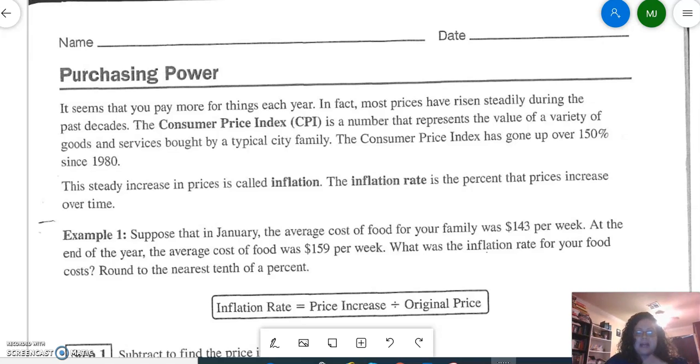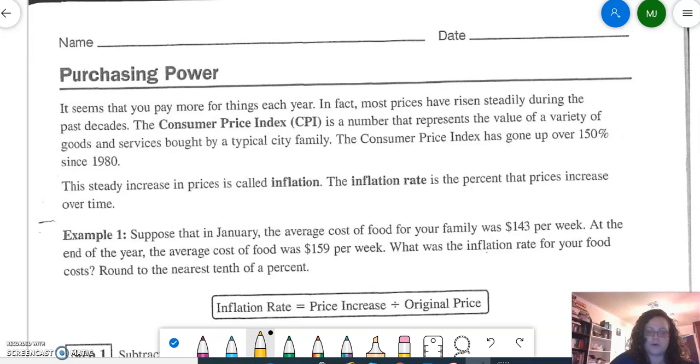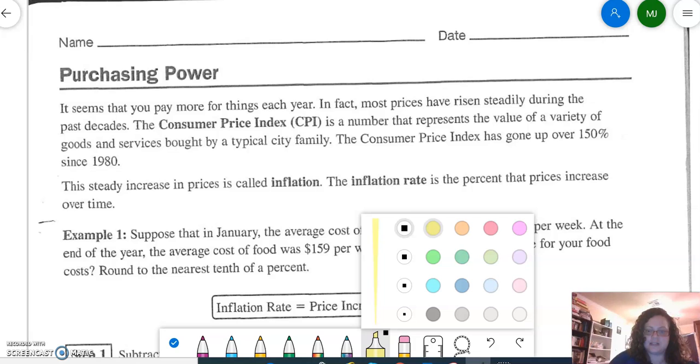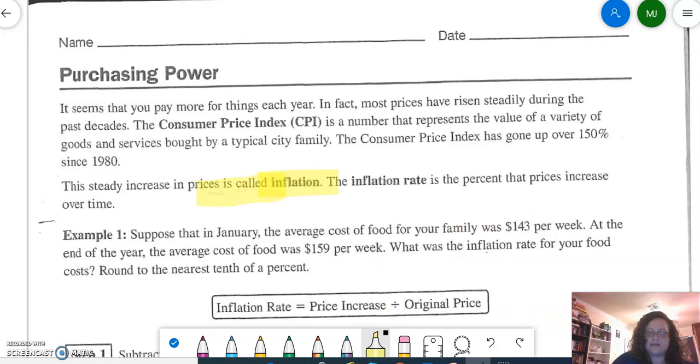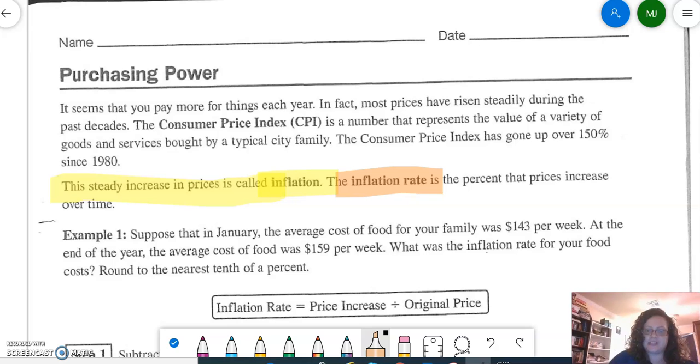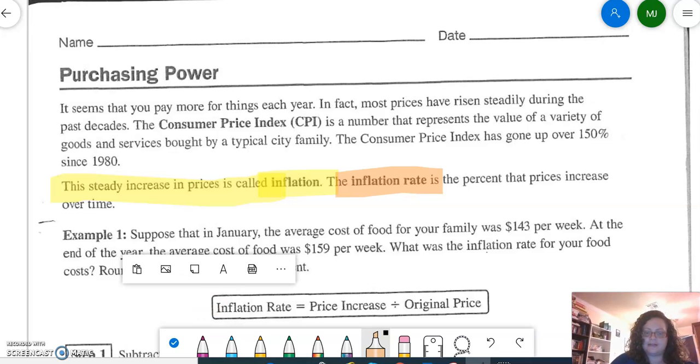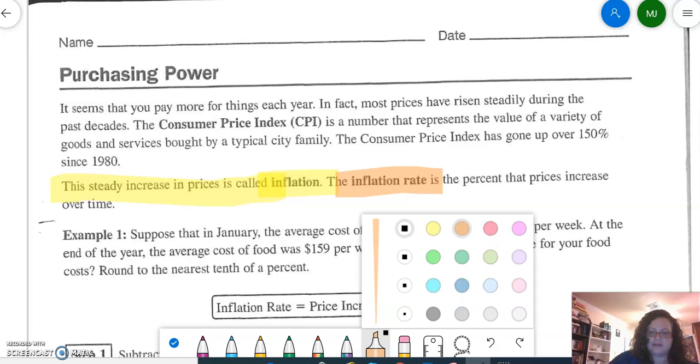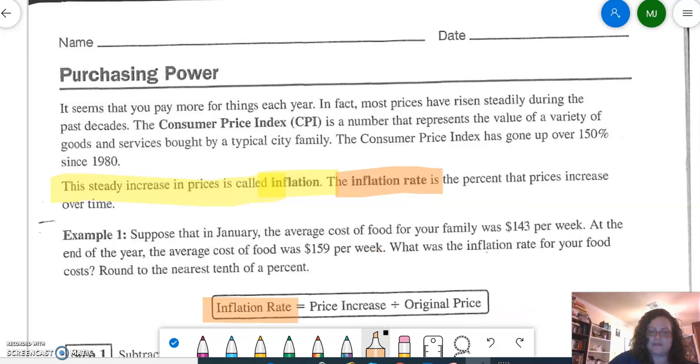So, these prices going up, we actually call that inflation. So, that's one of our really important words that we're going to talk about. And we're actually going to learn how to find inflation, right? So, the steady increase in prices is called inflation. And then we're actually going to learn how to find the inflation rate. And there's going to be a formula, and it's right down here. We have a formula for inflation rate that we'll go over. All right. So the inflation rate is the percent that the prices increase over time.